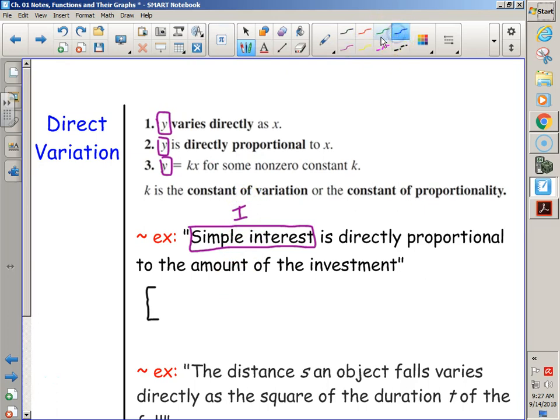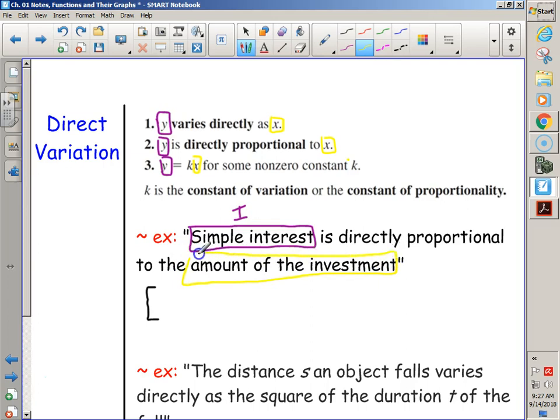We'll deal with it. Kiddos, what goes second in all of these statements? X. So I have X is after, varies directly. X is after, directly proportional to. X is not right there. X is over here. What comes after the words is directly proportional to in this example?